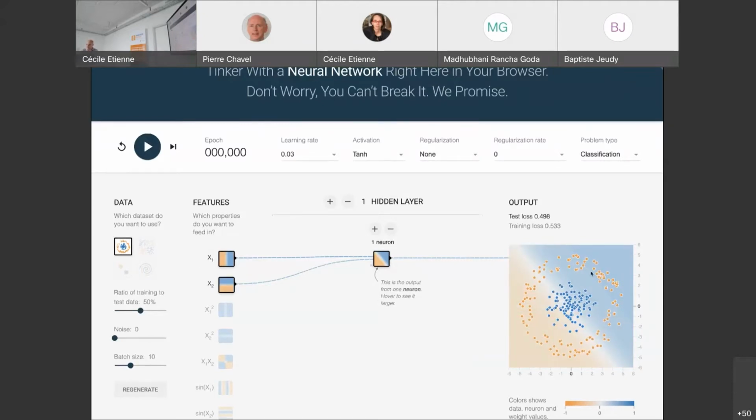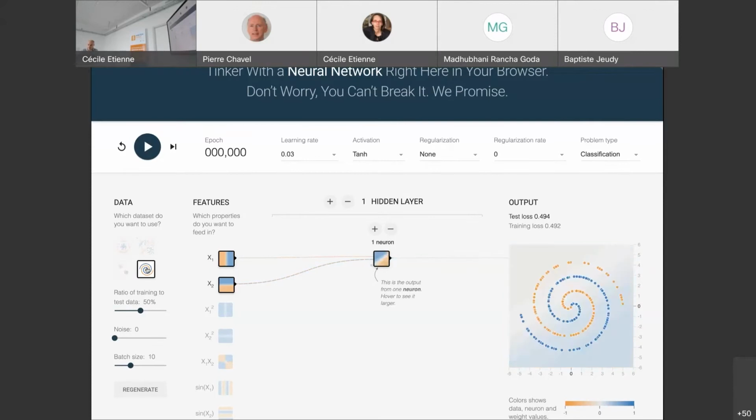So these are different data points, and the colors you see are the classes, right? So we have a two-class problem, and I can choose the kind of distribution I want to learn. So that's a very easy data set, right? So all my orange points are here, all my blue points are here.